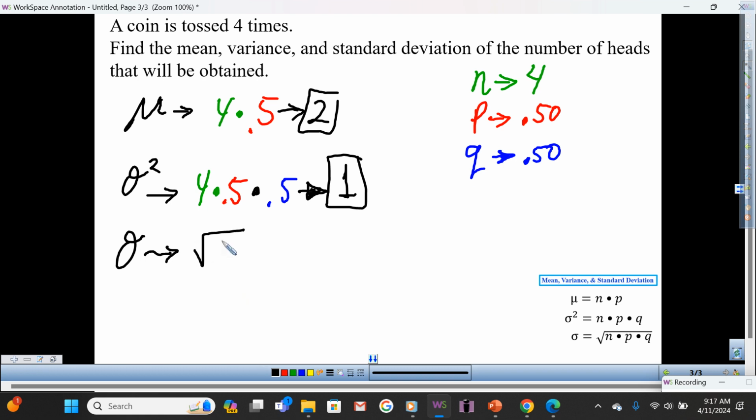Yeah, square root of 1, which is 1. From 1 to 5, how comfortable are you with mean, variance, and standard deviation? 5s, right? All right. Let me send you the screen so you can send me your notes. Make sure you're taking copious notes. Give me a second.